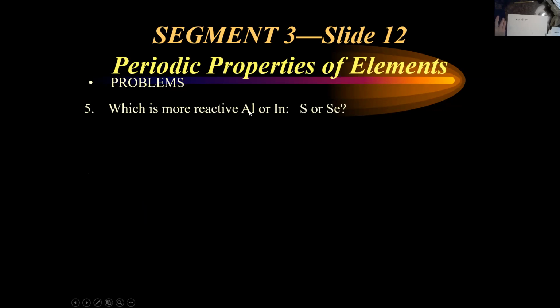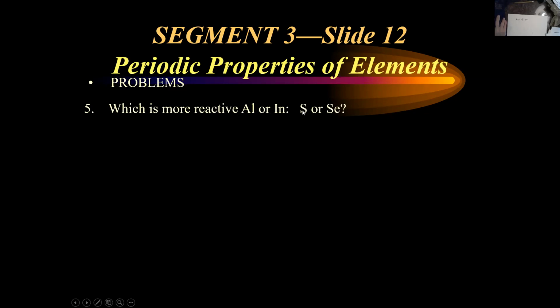Well, aluminum and indium are in the same family. So which one would be the most metallic? Indium is below aluminum. It would be more metallic, wouldn't it?